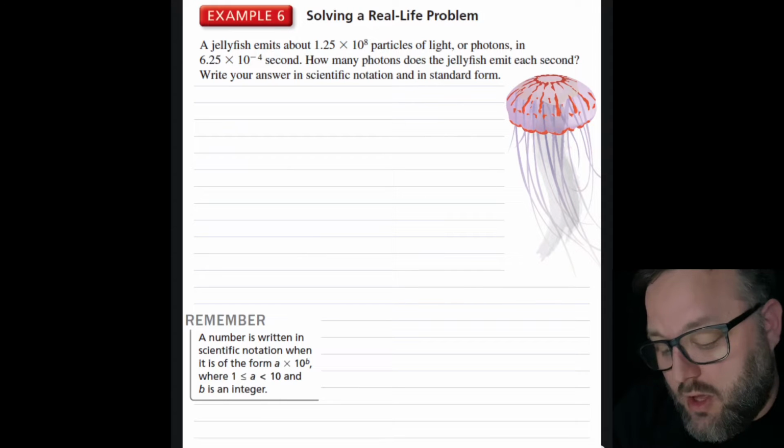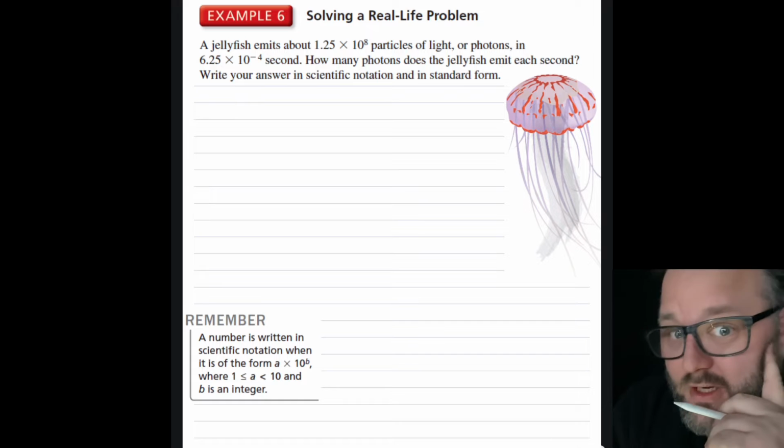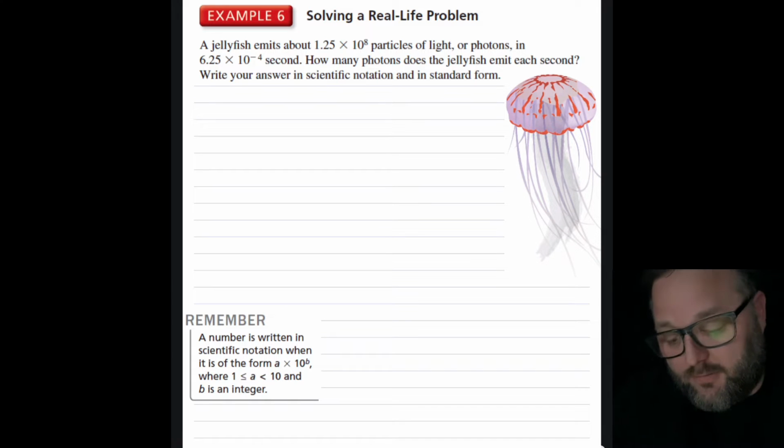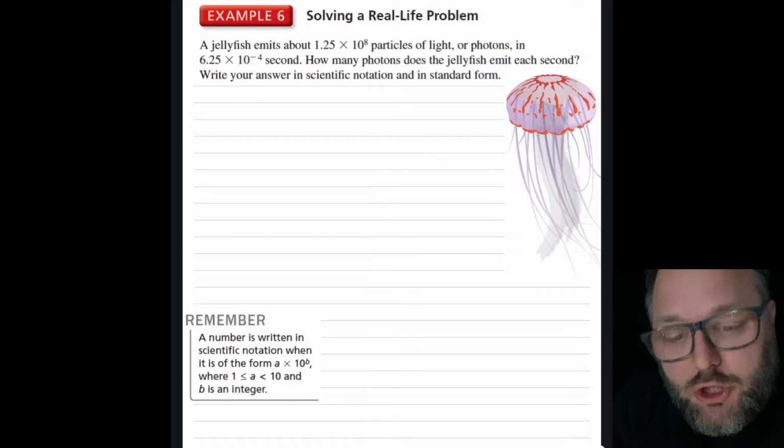Ladies and gentlemen, here we go on example 6. This is the last one for the first section, and oh my goodness, this one's been fun for me because I record these all in a row and my voice is hurting.